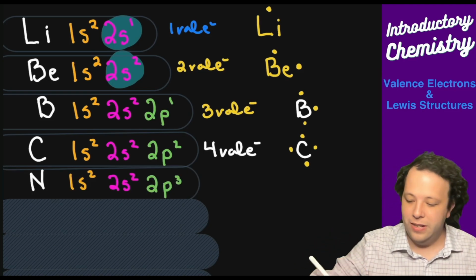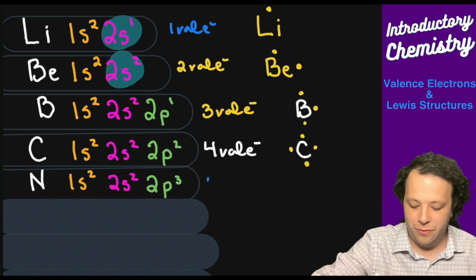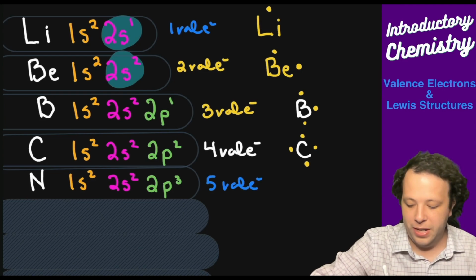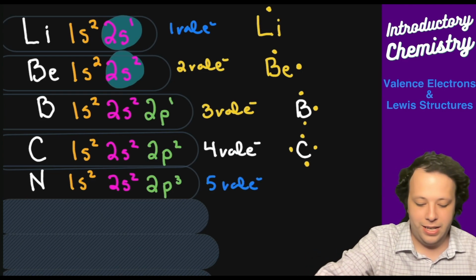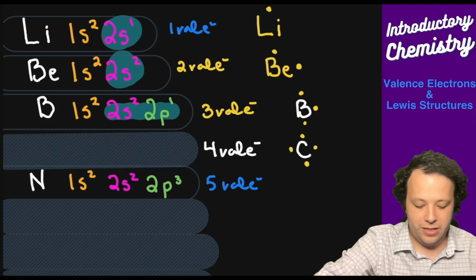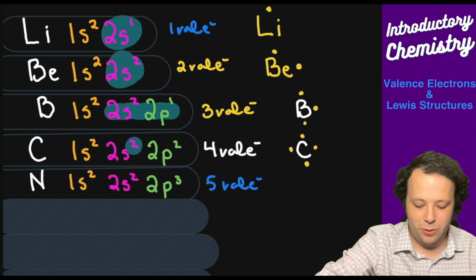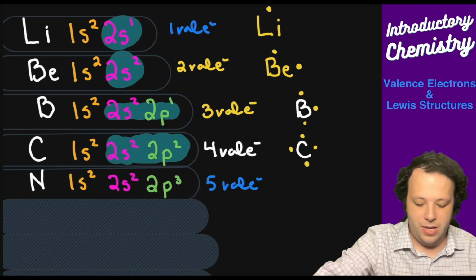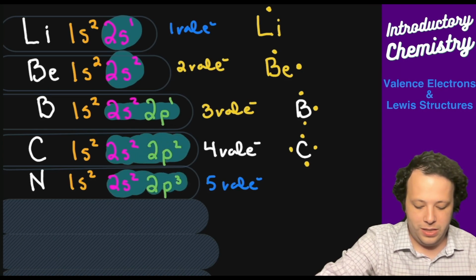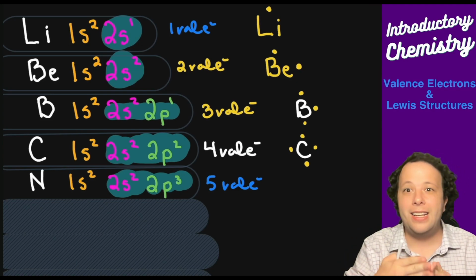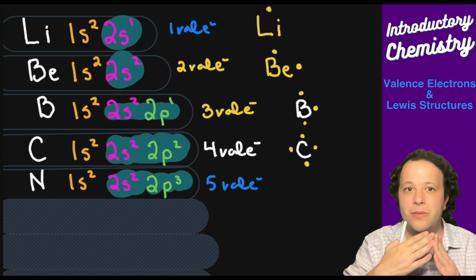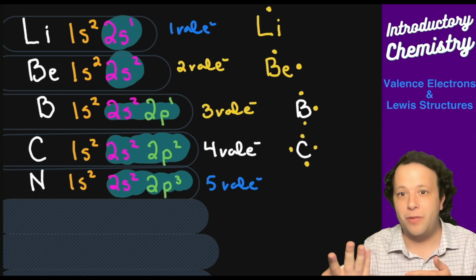Well, if we go to nitrogen, which is now 5 valence electrons, and the way to highlight that, just to keep that highlighting up, right? So boron was these 3, carbon was these 4 here, oops. And then nitrogen was these 5, right? So we're adding up the superscripts. So for nitrogen, 2 plus 3 is 5.